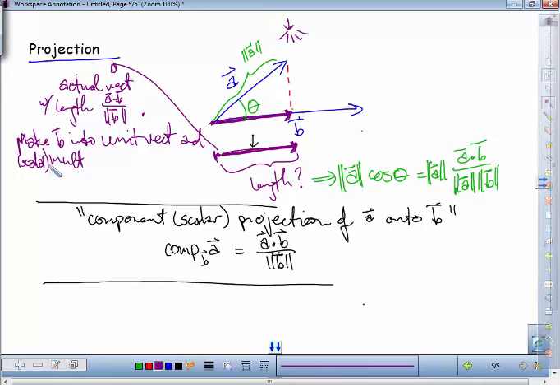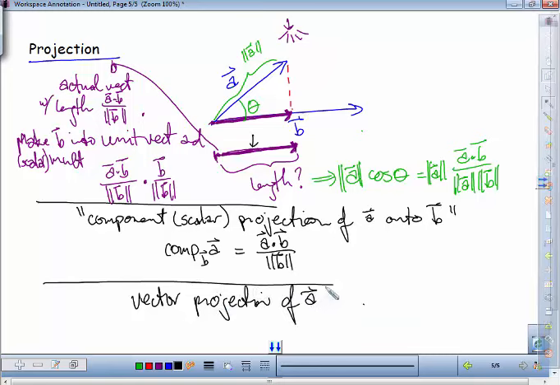So what's your vector going to be? Your vector is going to be A dot B divided by the magnitude of B times the vector B that's made into a unit vector. How do you make something into a unit vector? Divide by its magnitude. There you go. So now you have the formula. Okay? And this is called a vector projection of A onto B.